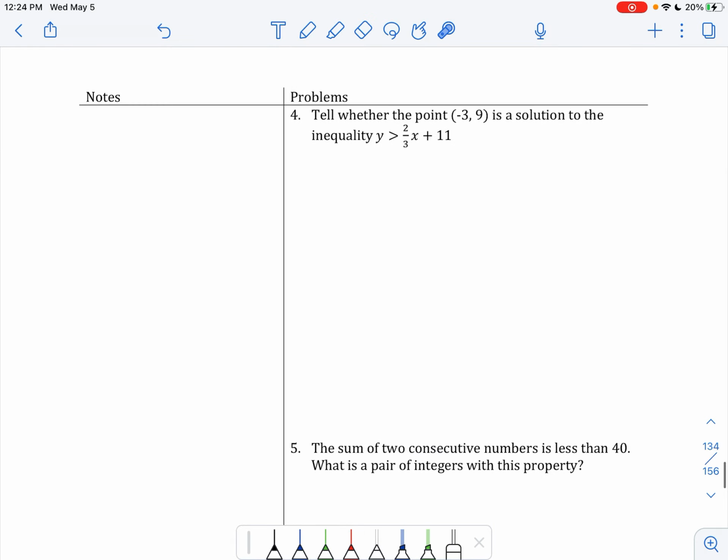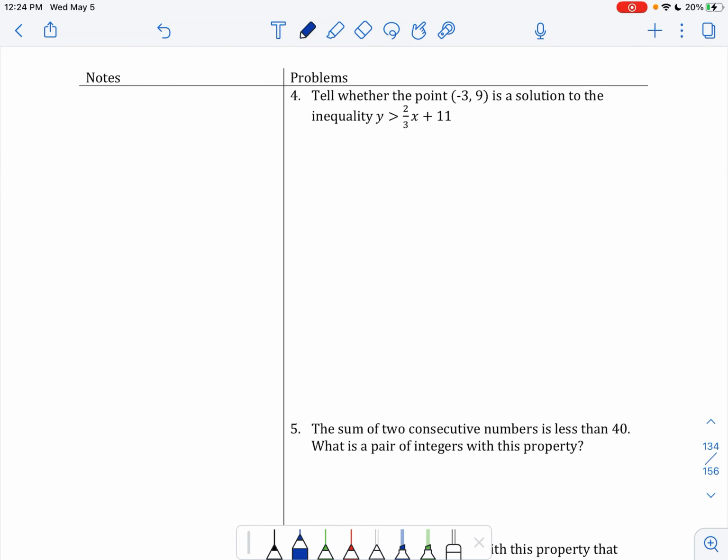Now, you could graph out this problem in number 4, or you can just plug in the numbers and see if the inequality holds. Because what this lets us know here is this is our x value and this is our y value. So when I put those into our inequality, I would say that 9 is greater than 2/3 times -3 plus 11. Now the question is just, is this true? If it's true, it's a solution. If it's not, it isn't.